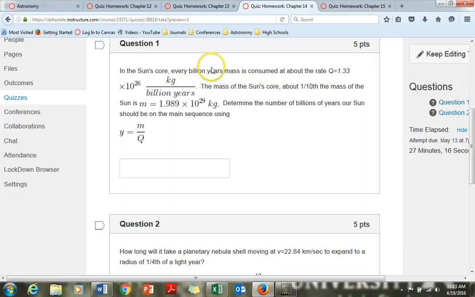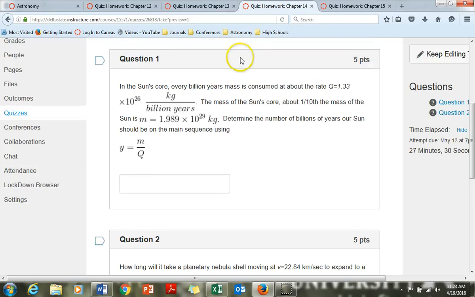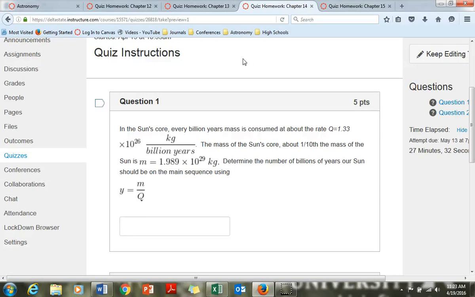Okay, in the sun's core, this is chapter 14, mass is consumed at a rate of 1.33 times 10 to the 26 kilograms per billion years. The mass of the sun's core is about a tenth the mass of the sun, and so the mass that we're concerned about is 1.989 times 10 to the 29 kilograms. How many billions of years should our sun be on the main sequence?